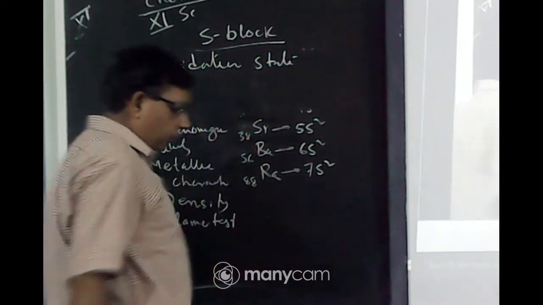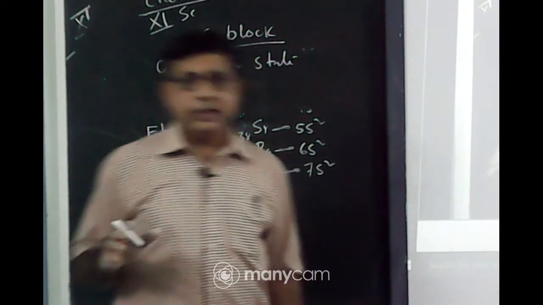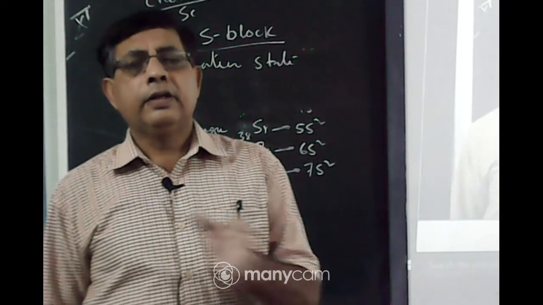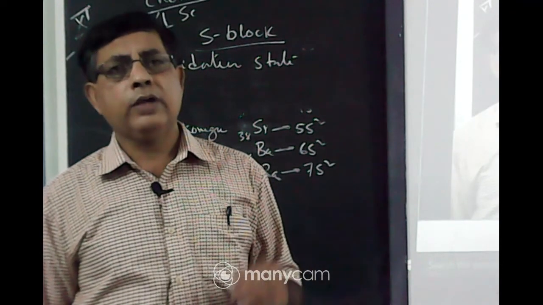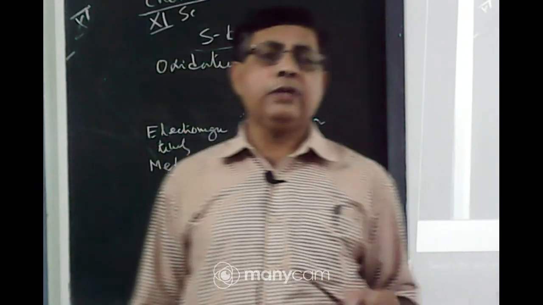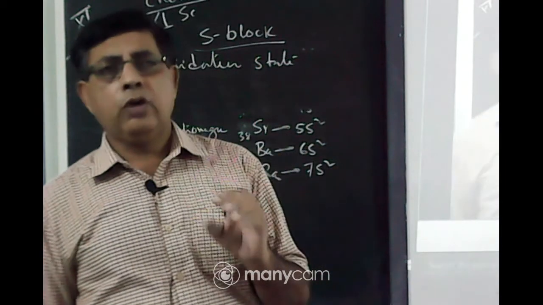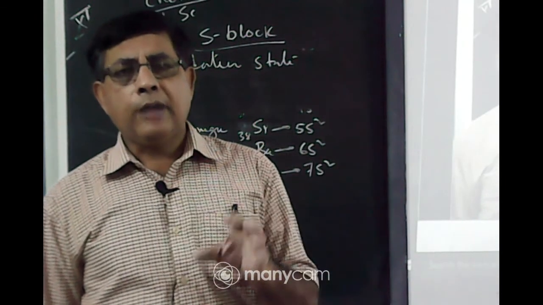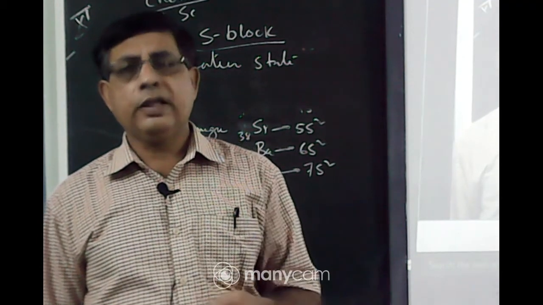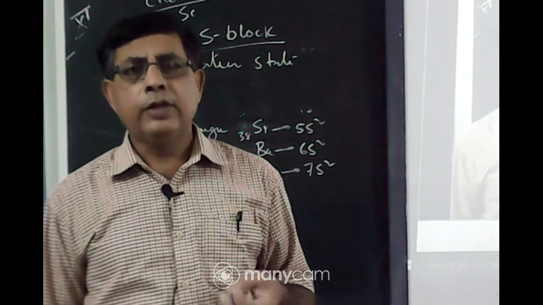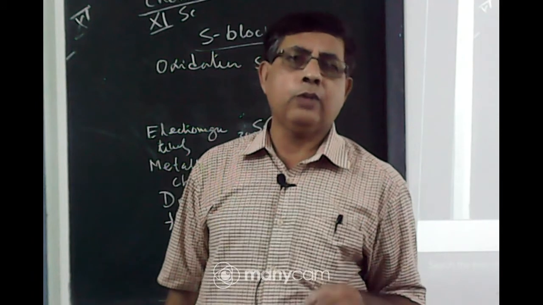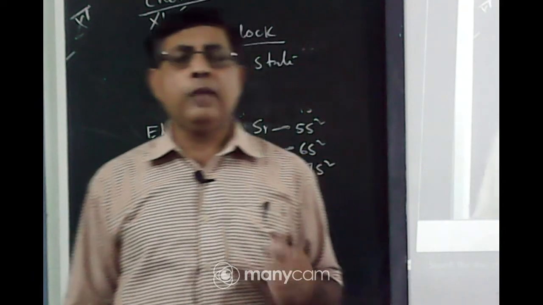Now, here is one point you should remember. I have already discussed that the first IP of magnesium is greater than sodium. This is because of the greater nuclear charge of magnesium as compared to sodium and the smaller size of magnesium. But the second IP of magnesium is less than sodium. Why? Because sodium has only one electron in the outermost shell. After the loss of one electron, it forms the Na+ ion, which has the neon gas configuration. It is a noble gas configuration, a very stable electronic configuration. So it is very difficult to remove the second electron from the noble gas core. So the second IP of sodium is very high.